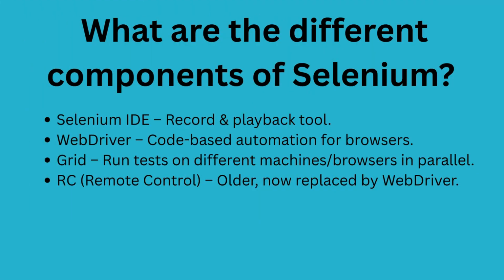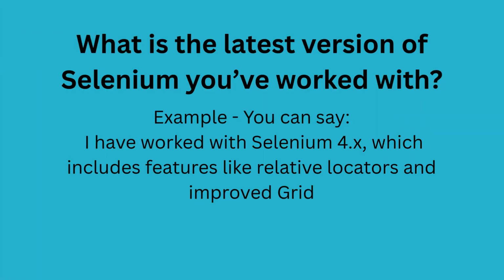What are the different components of Selenium? So we have seen it's Selenium IDE, record and playback tool, WebDriver, code-based automation for browsers, Selenium Grid that runs tests on different machines and browsers in parallel, and RC, which has been replaced by WebDriver. The next one is what is the latest version of Selenium you have worked with. So here for example, you can say like this, I have worked with Selenium 4.0, which includes features like relative locators and improved it. So whatever version you have worked on, just explain them.